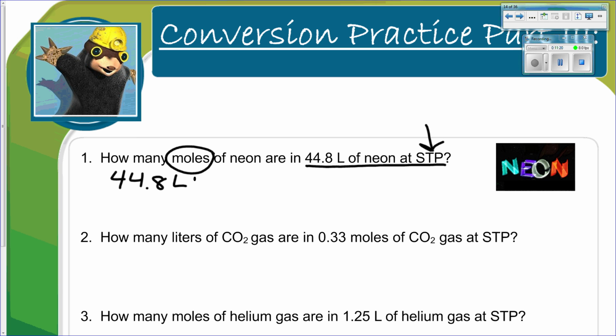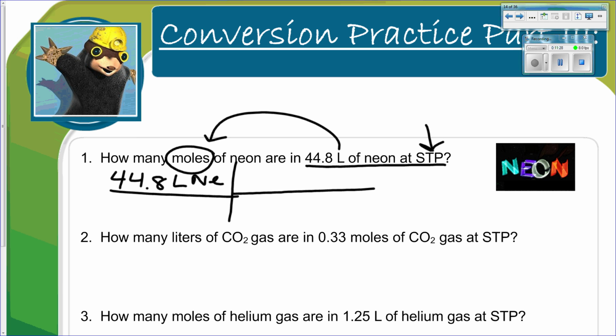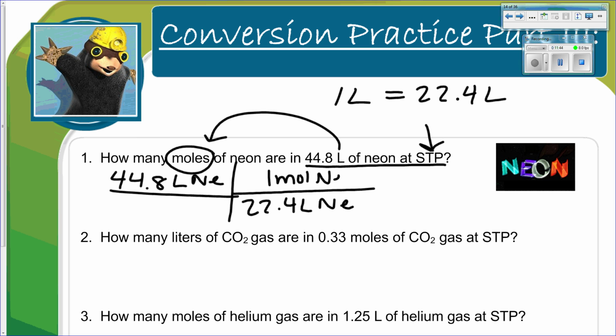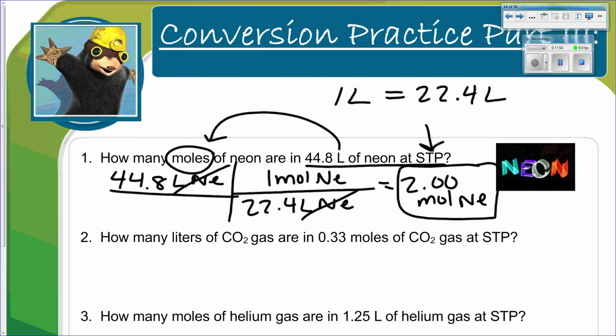44.8 liters of neon, you don't even look up the molar mass for this problem because you're going from liters to moles, and you know that 1 mole of any gas at STP is going to be equal to 22.4 liters. So 22.4 liters of neon is going to be equal to 1 mole of neon. Cross off your units, multiply across, correct number of significant figures, and you get 2.0 moles of neon. Go ahead and see if you can do number 2 and number 3 on your own.